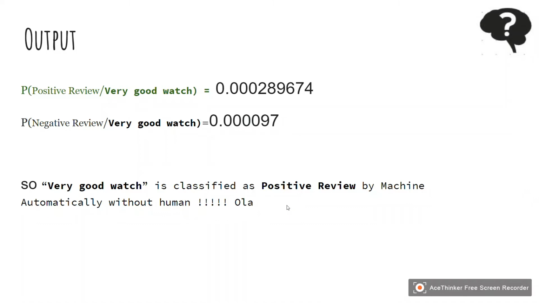Now there is no human doing that, right? Just by using Bayes theorem, you can automatically classify a sentence you give it, whether it belongs to a positive review or a negative review, by following this simple approach. It saves a lot of time and human effort. So this is where Bayes theorem is useful in machine learning. This is why you learn Bayes theorem.